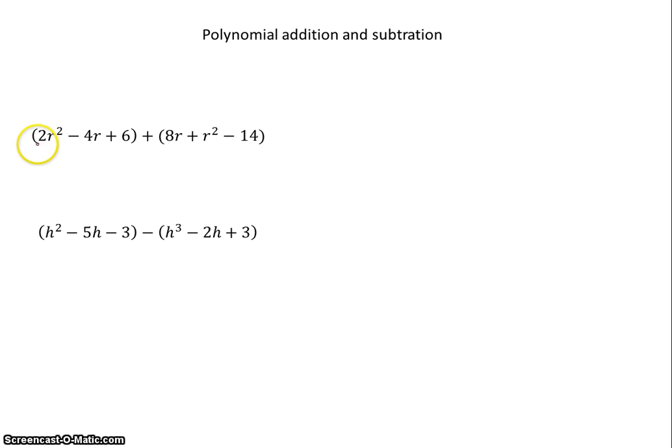And what does that mean, like terms? Well, notice that we have this r squared here, we have an r here, and no variable here. An r here, an r squared here, and no term here. So I'm going to set this up in buckets, where I have r squared, r, and my constant value. And I'm just going to put things in here where they belong.